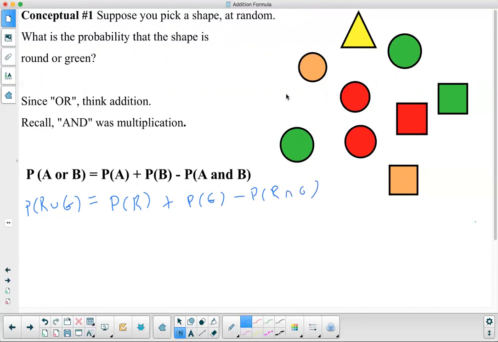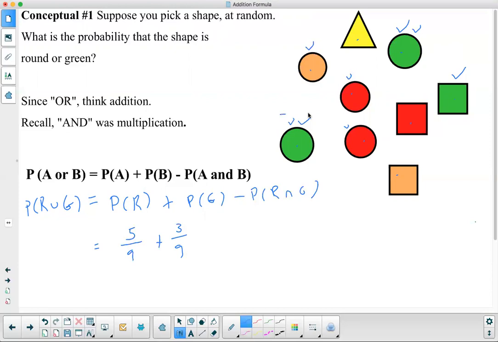Well, let's count the number of things that are round. So we've got 1, 2, 3, 4, 5. So the probability you pick a round object is 5 out of the 9 objects. We've got 1, 2, 3, 4, 5, 6, 7, 8, 9, and 5 of those 9 are round. The probability of picking a green object: this is green, 1. This is green, 2. This is green, 3. So that's 3 out of 9.